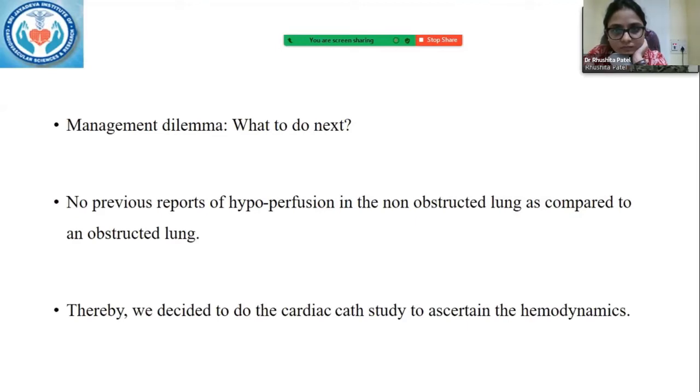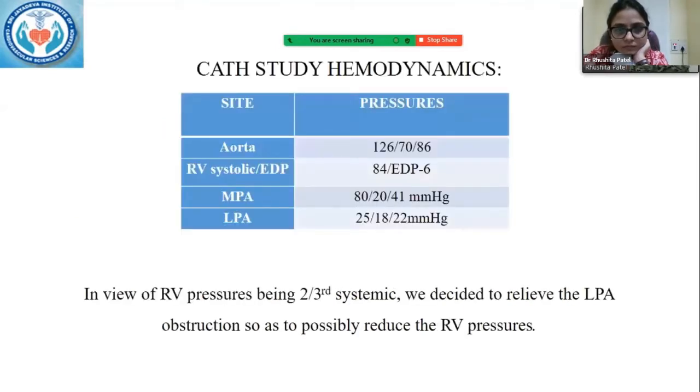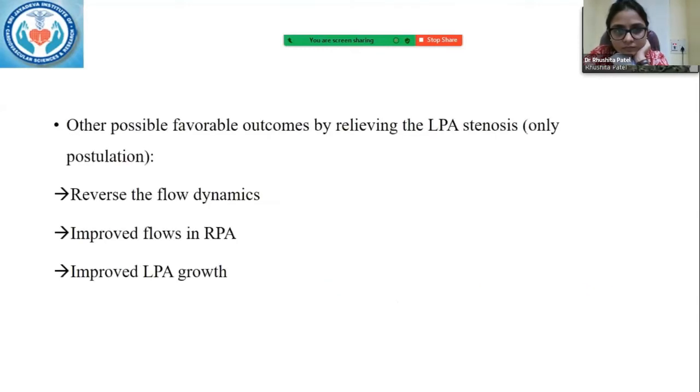So we decided to do a cath study, which showed RV pressures of two-thirds of systemic, and hence, to reduce these RV pressures, we decided to relieve the LPA obstruction. The other possible favorable outcomes of relieving such an LPA obstruction could be reversing the flow dynamics to improve the flow in the RPA, and over the long run improving the growth of the LPA.